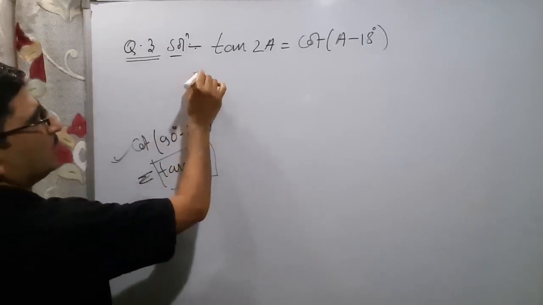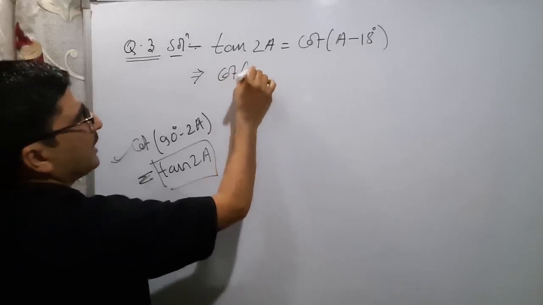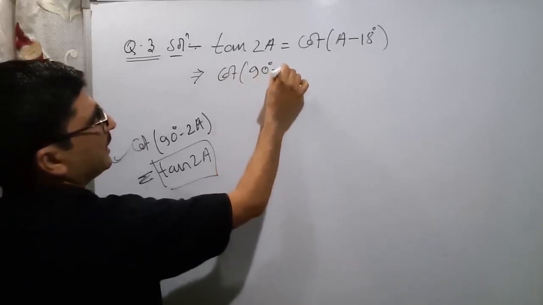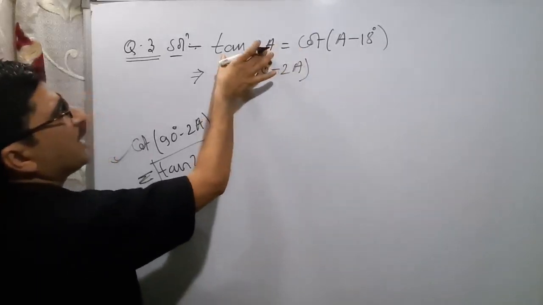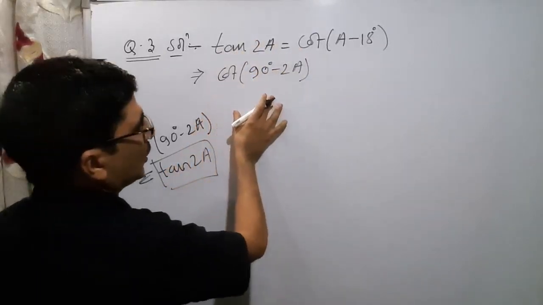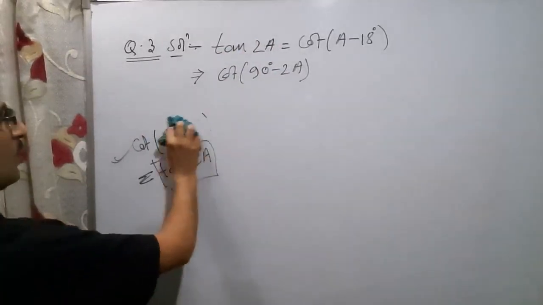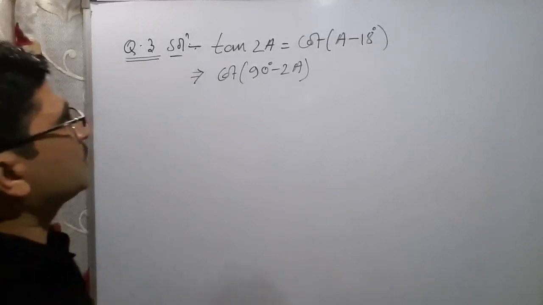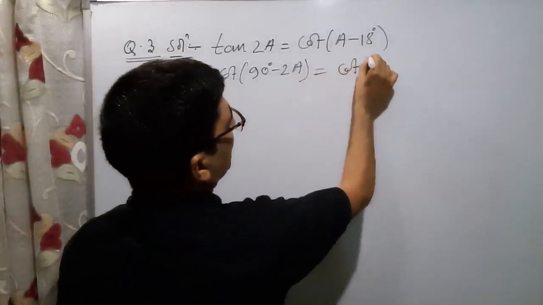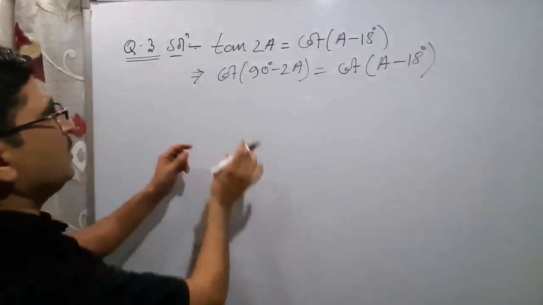So it implies, in the equation, cot 90 degree minus 2a, which means tan a. Tan a we have written in terms of cot. Then the right side will remain the same, because we have cot in the left, so cot in the right. So both sides will now have cot. So it is cot a minus 18. We have not changed it here. Now you remove cot.